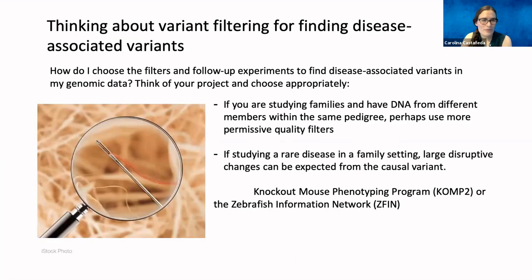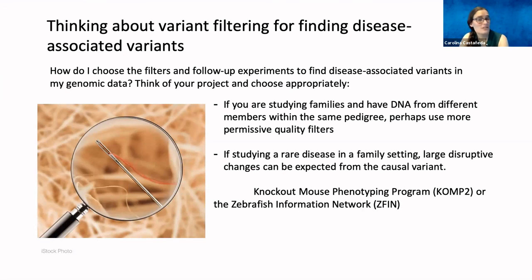Now, thinking about variant filtering for finding disease-associated variants. The interesting question here is, how do I choose the filters and follow-up experiments to find these disease-associated variants in my genomic data? First, you have to think a lot about your project needs and your project characteristics. And this is not only about the quality control, but how you design the experiment.